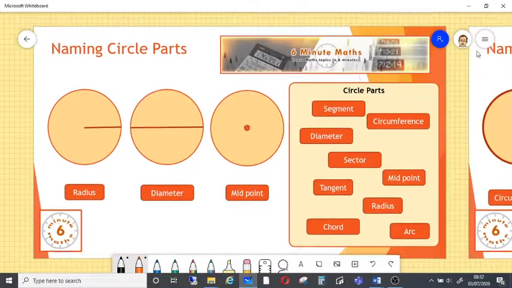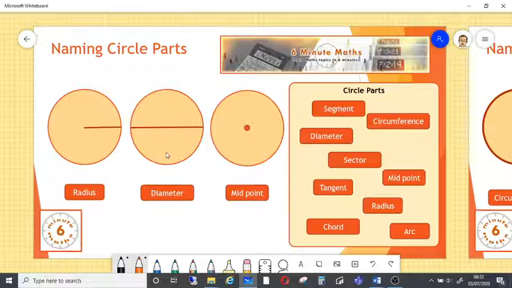So the first three I want to show you are the radius. This is really important. We use the radius measurement when we're calculating the area of a circle. So it's really important you know that the radius starts from the centre of the circle and touches any edge all the way around.